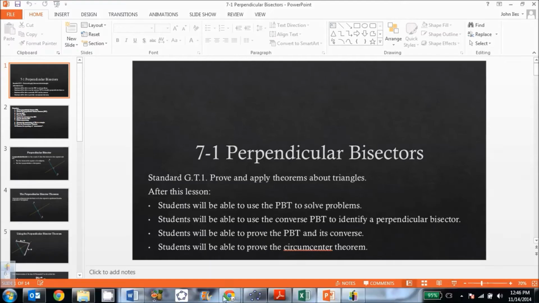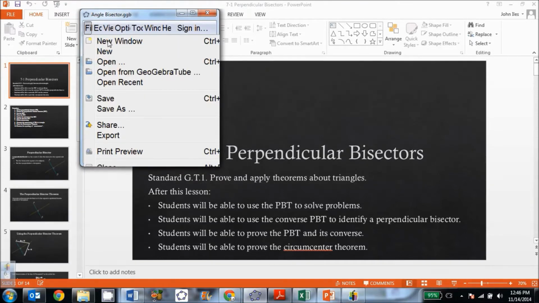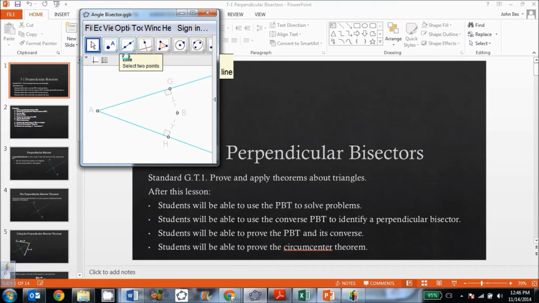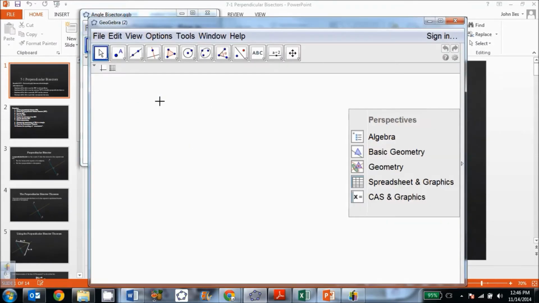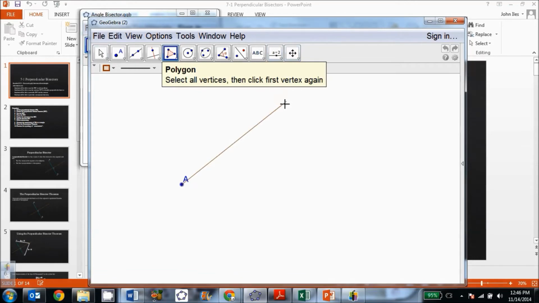All right, now we're done with that. Let's take just a second here. Fire up GeoGebra for a second. What I want to do here is show you how the circumcenter works.